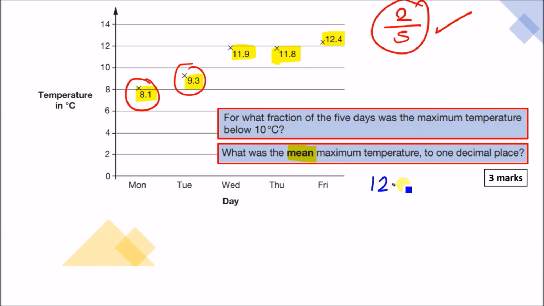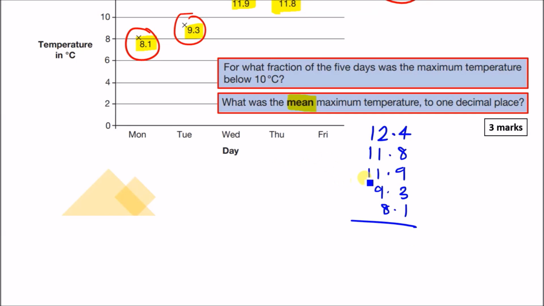You've got 12.4 plus 11.8. Okay, 11.9 there. Plus 9.3 and 8.1. It doesn't really make a difference, but it's good to do in order. So adding these numbers carefully, we should get the following. So you've got 4 plus 8 is 12, and you can say 9 plus 1 is 10, which added to 12 makes 22, add 3 is 25. So do it in any order you want, guys.